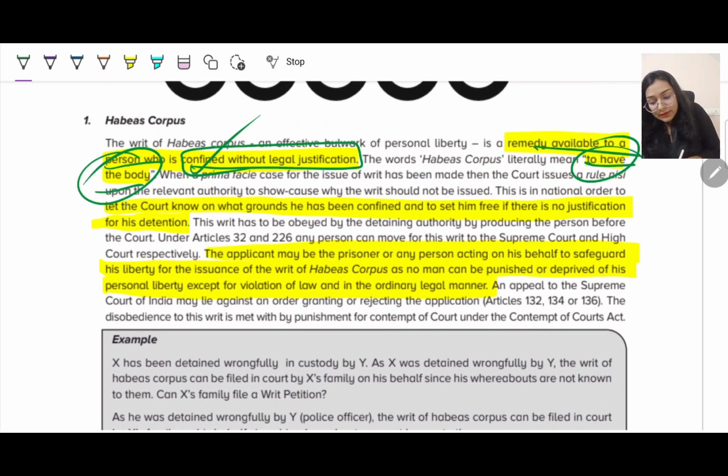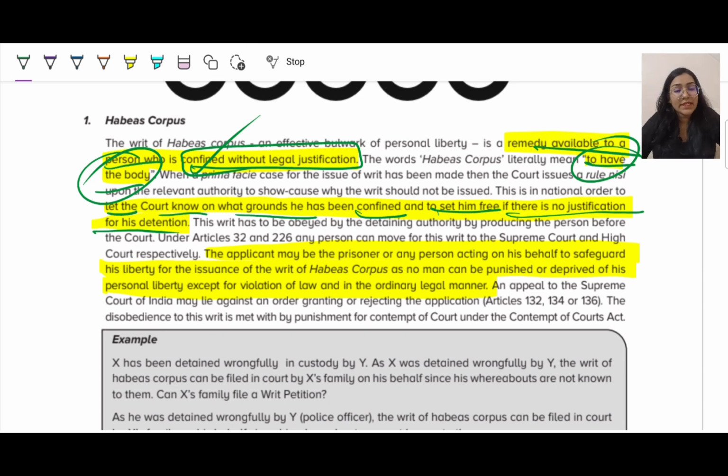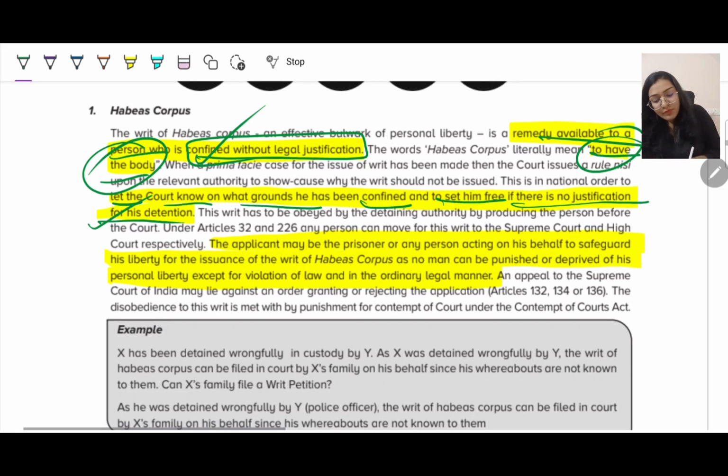Now this will let the court know on what grounds he has been confined, and to set him free if there is no justification for his detention. The court will ask why you have arrested this particular person, and if the court does not find any valid or legal reason, then they will release you, and there will be no detention in that case. The applicant may be the prisoner, the person who is getting arrested, or any person acting on his behalf for his safeguards, like a family member or friends. Anybody can file this writ petition.